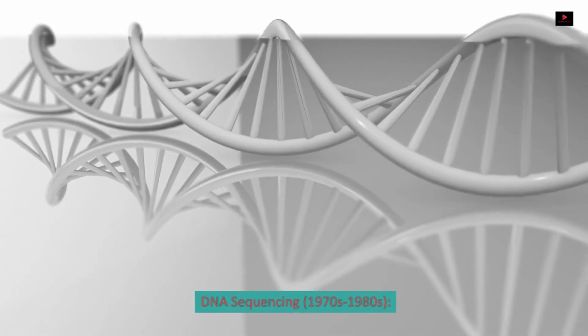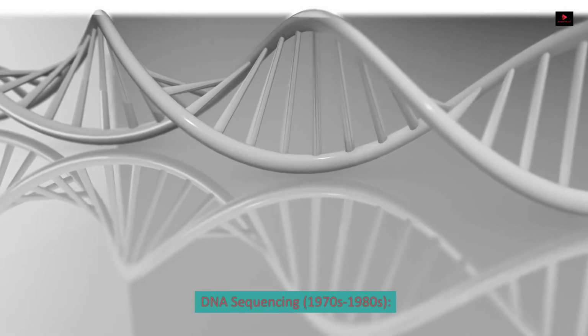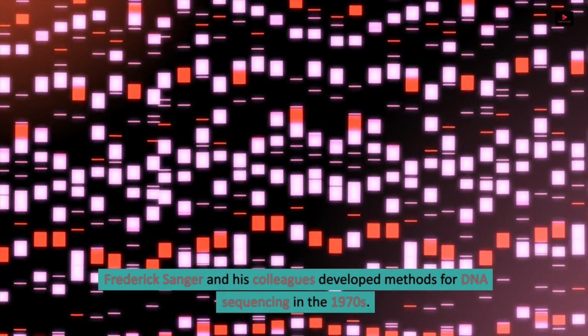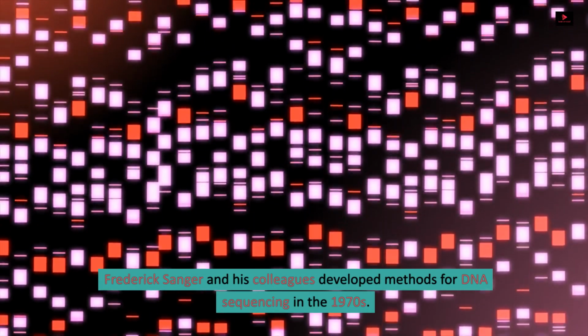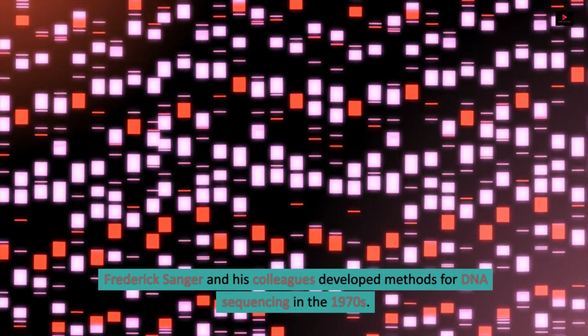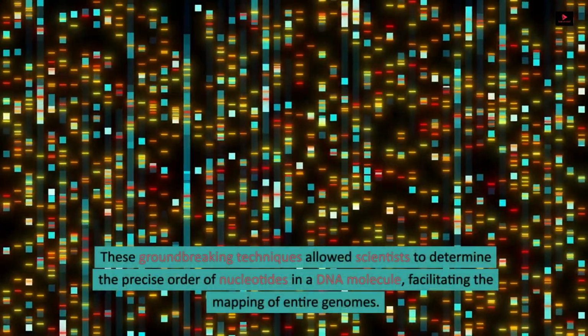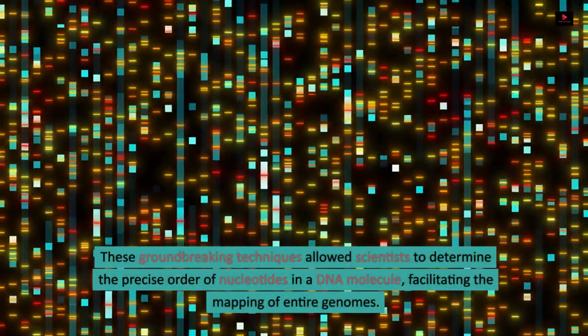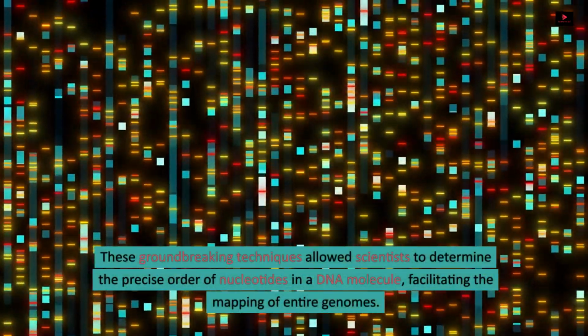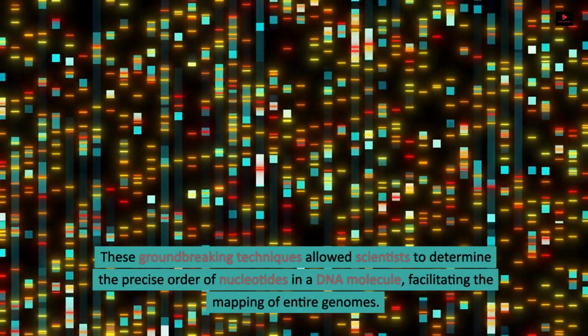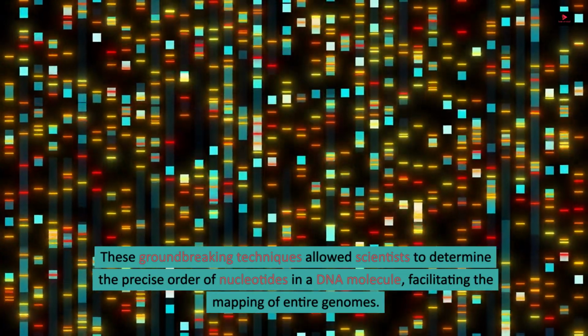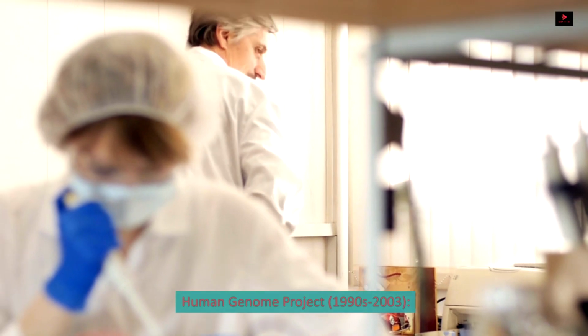DNA sequencing, 1970s-1980s. Friedrich Sanger and his colleagues developed methods for DNA sequencing in the 1970s. These groundbreaking techniques allowed scientists to determine the precise order of nucleotides in a DNA molecule, facilitating the mapping of entire genomes.